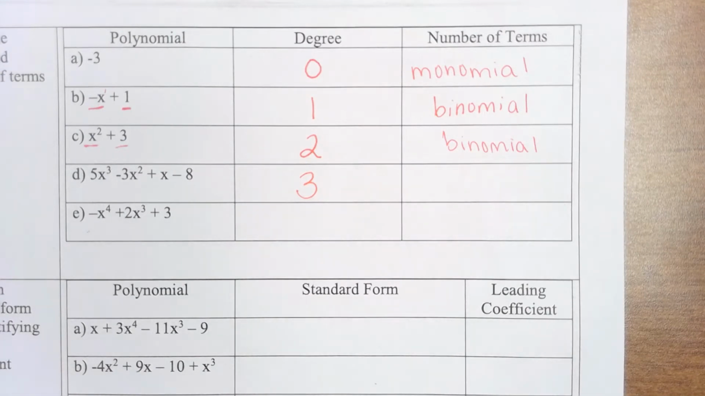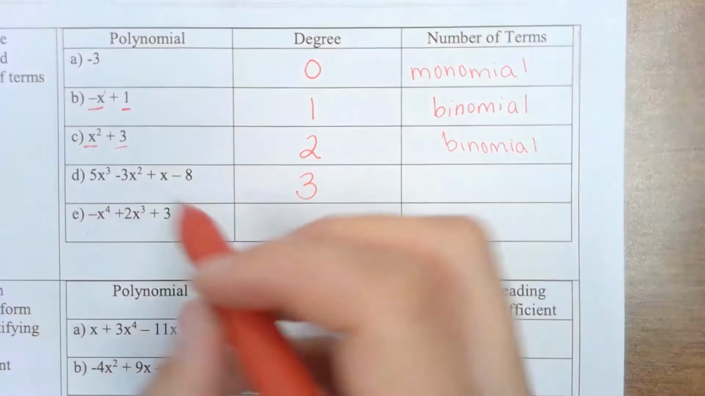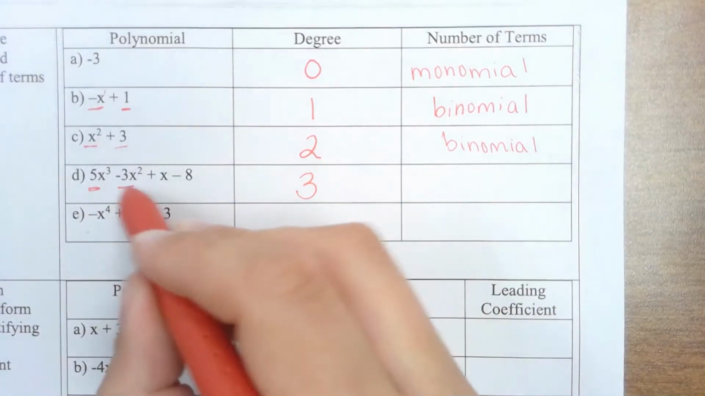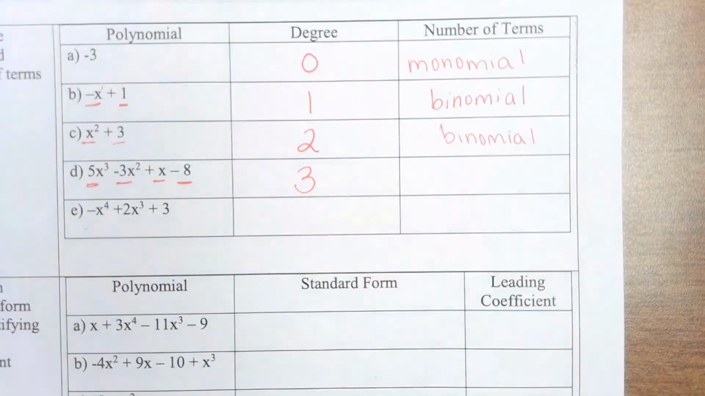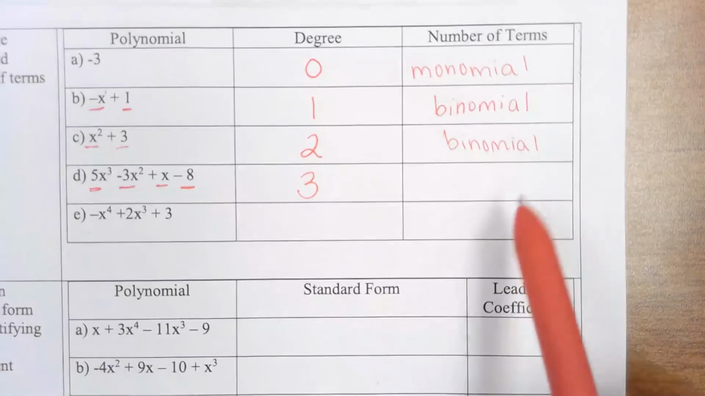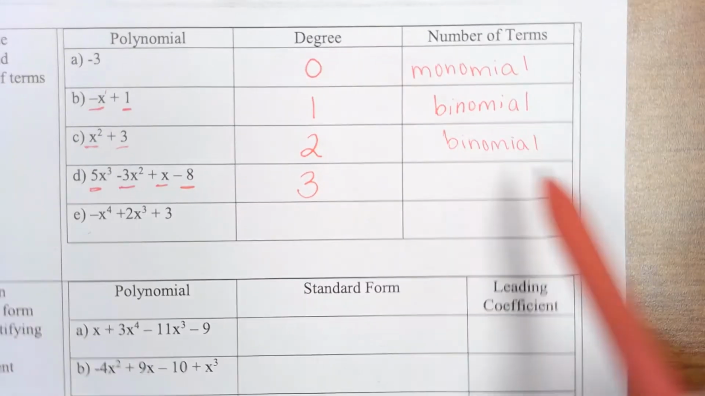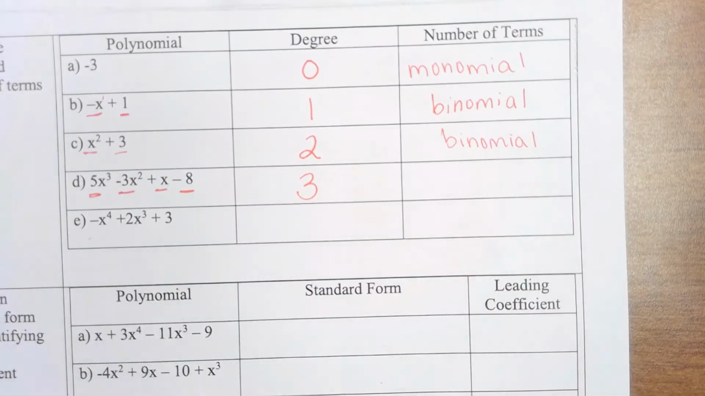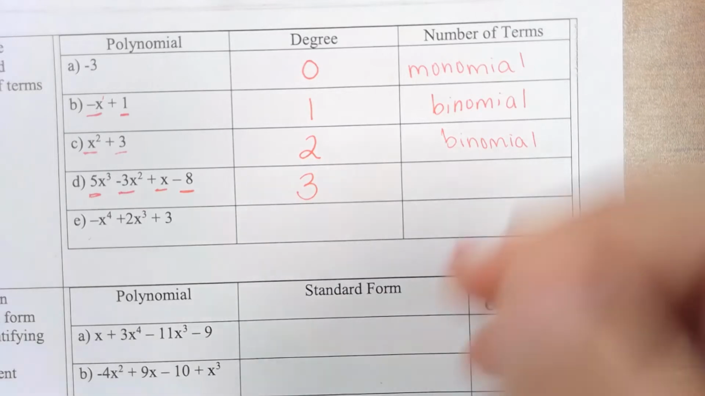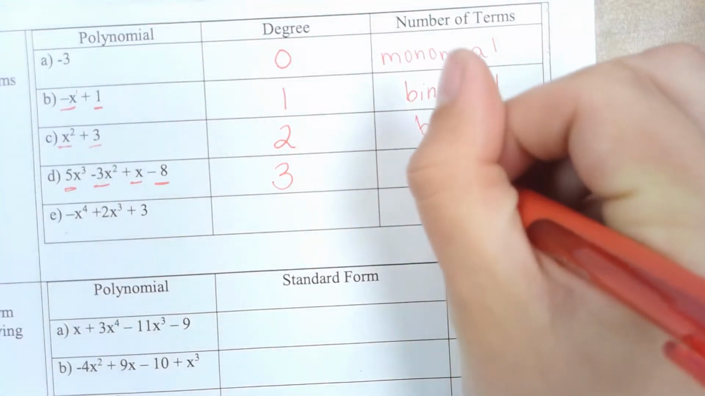And then this time, talking about terms, I have 4 terms here that are separated by addition and subtraction signs. So we are not talking about what the 4 terms is. So when you guys have more than 3, we just want you to write polynomial.